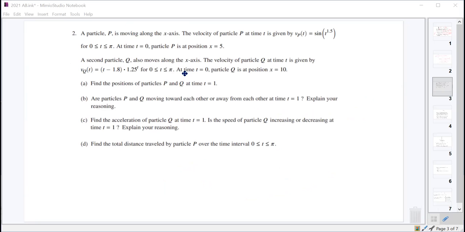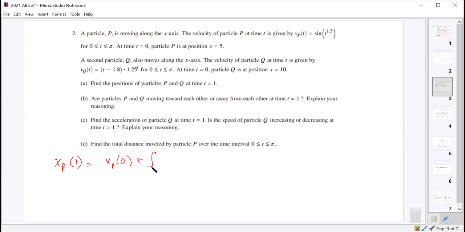Everybody at home, you ready for this one? All right. So we've got a particle P moving along the x-axis, and we're given its velocity. And then we've got another particle Q, also moving along the x-axis, and we're given its velocity. We're also given positions for both of them at t equals 0. First thing we need to do is find the positions of both of the particles at t equals 1. So the position of P at 1 ought to be its position at 0, right?